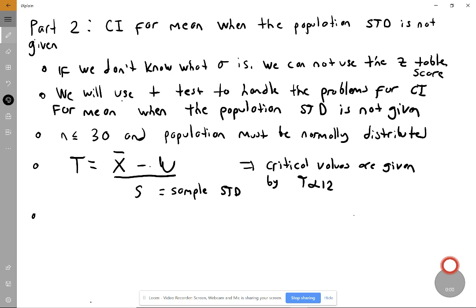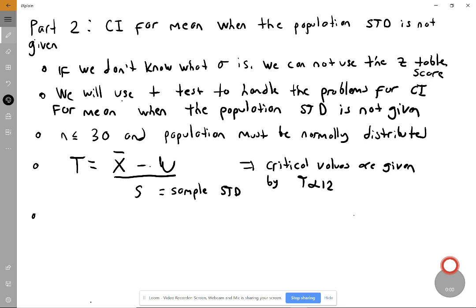If this is the case, in other words, if you don't know what sigma is, we cannot use the z-score. We cannot use the z-table, so we have to use something else. Instead, we will use the t-score, or sometimes this is named as student t-test.